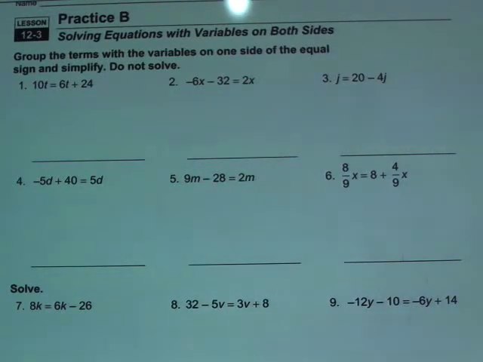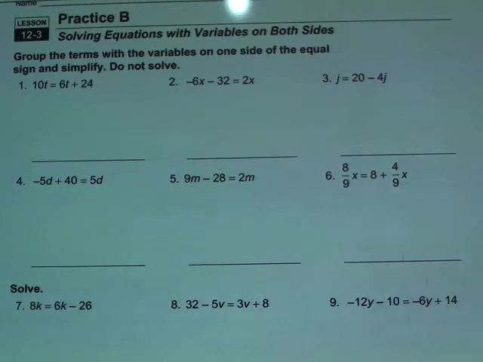Even though these look like solving equation questions, we're only doing the initial steps in that process of solving the equation. The directions are asking us to group the terms of the variables on one side of the equal sign, which will be the left side for us, and get all the numbers over to the right side and just simplify. They're not asking us to actually solve. They're not actually asking us to find what the variable is. So let's look at number 1.